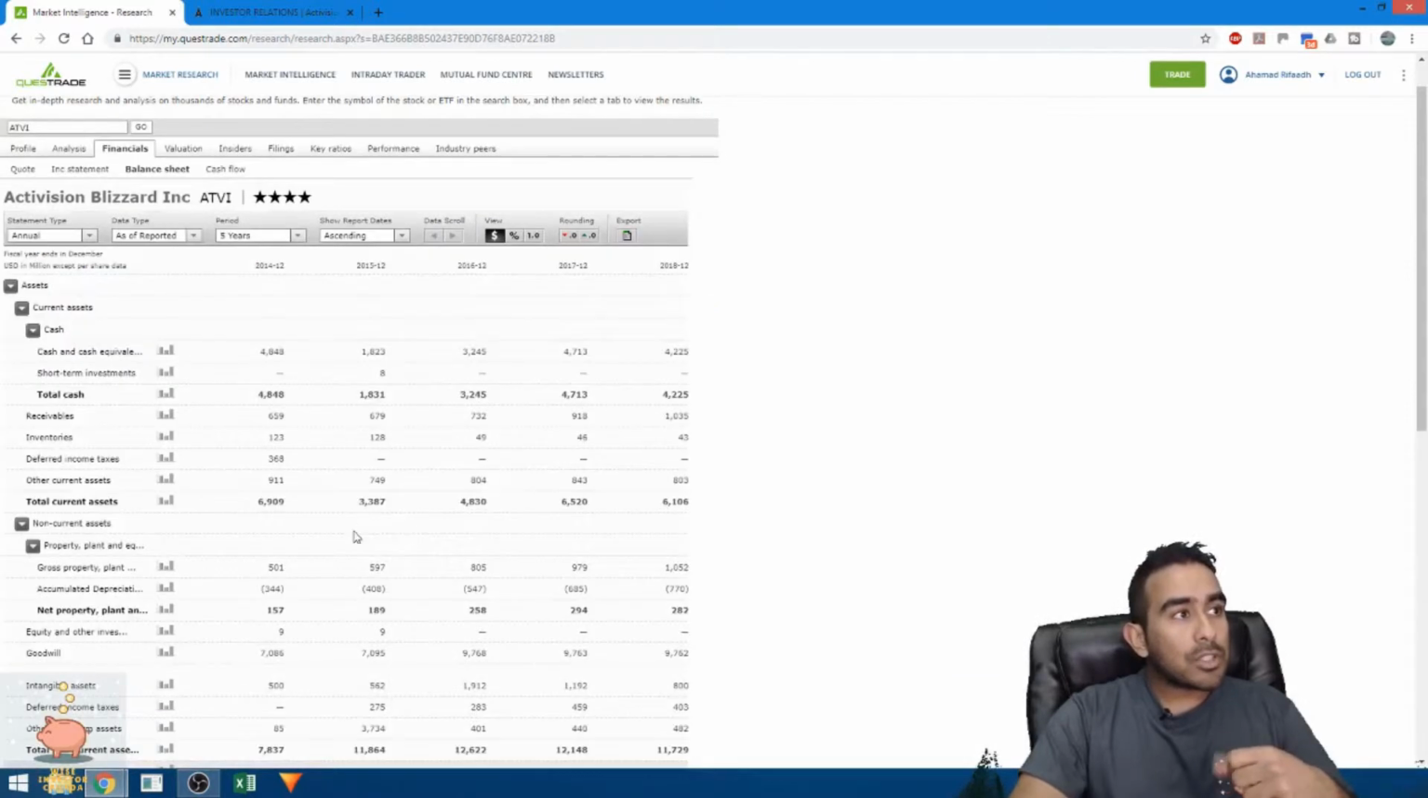And I can also go into the balance sheet. Another important thing is whether the company can sustain itself financially, right? So I go and see, okay, the assets have been from 6.9, and now the current assets have been lower. Oh, okay, interesting.